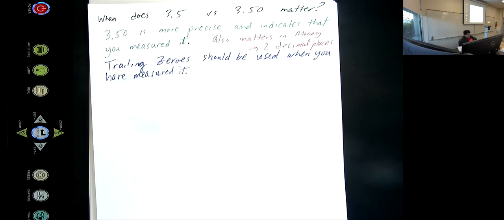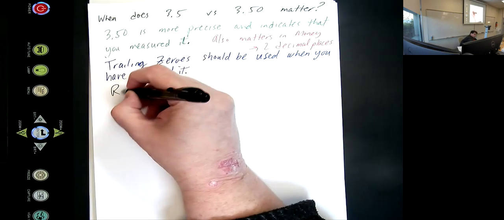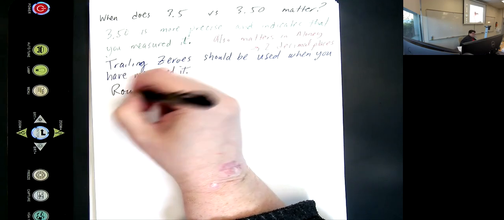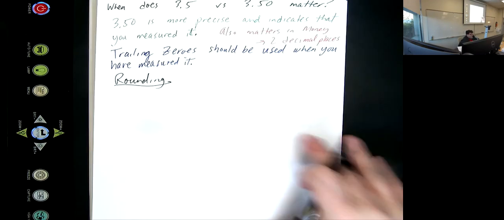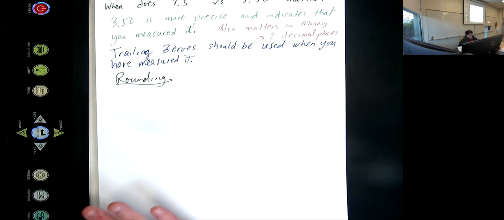When we round, we get rid of it. So let's talk about rounding. Not like rounding bases, right? No, not like rounding bases at all.